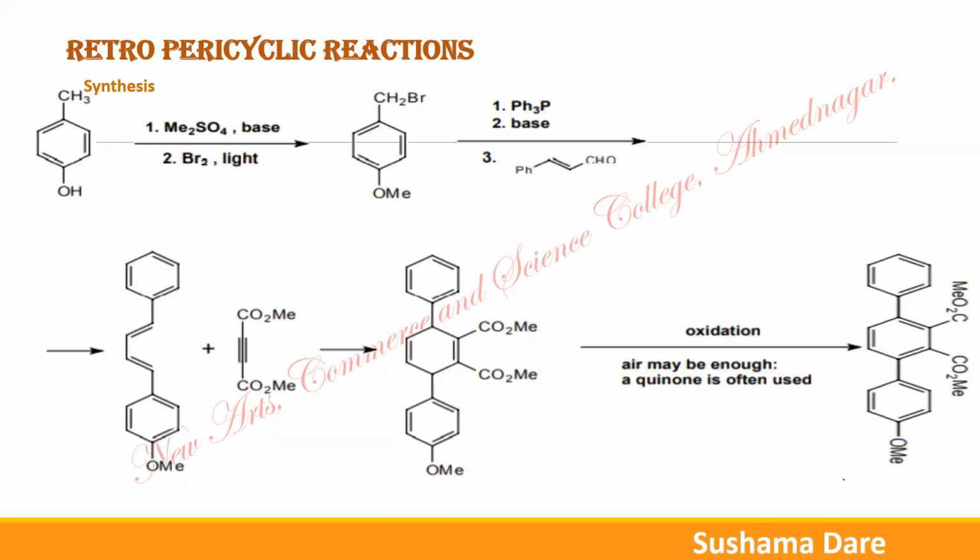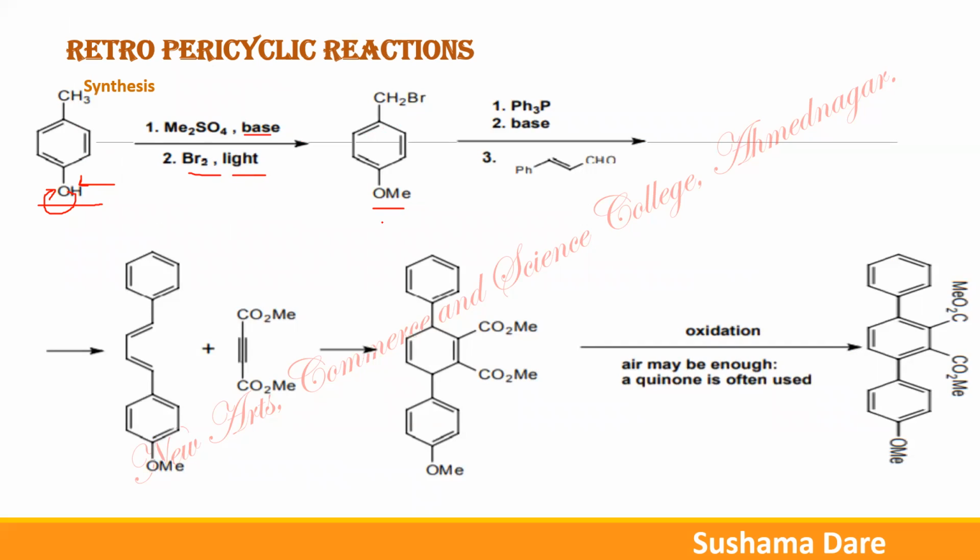Now the synthesis. In the synthesis part, this is p-cresol, which is treated first of all with a base. So the base abstracts this proton, and then there is a generation of negative charge here, and then it attacks the dimethyl sulfate, and the methylation occurs here. So the second step is what? There is a bromination that takes place on the methyl group, and that is a bromination in the presence of photons, that is a photolytic reaction.